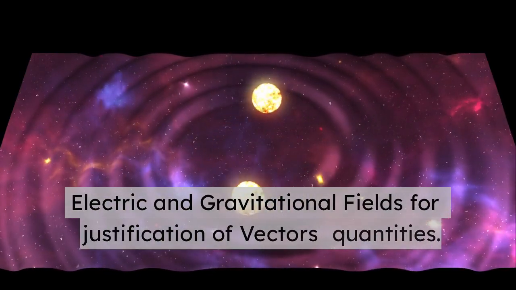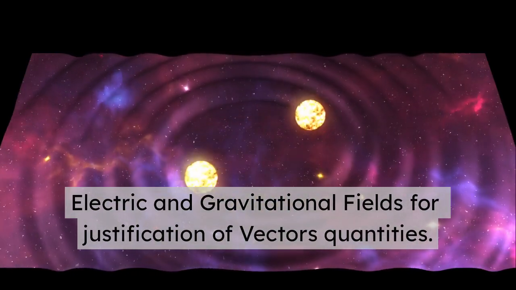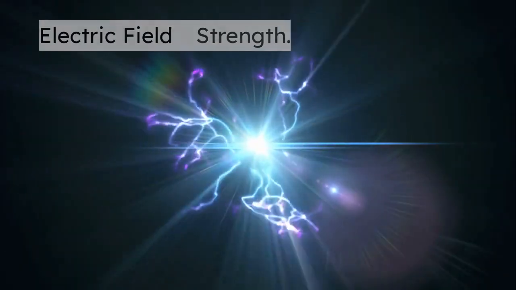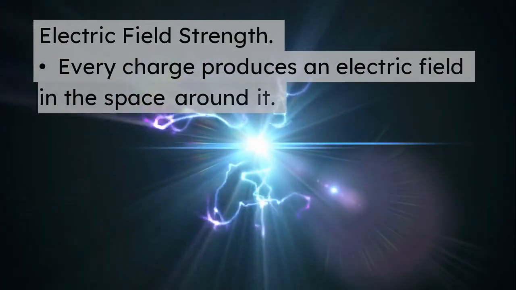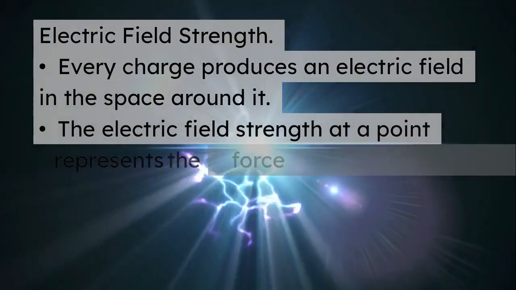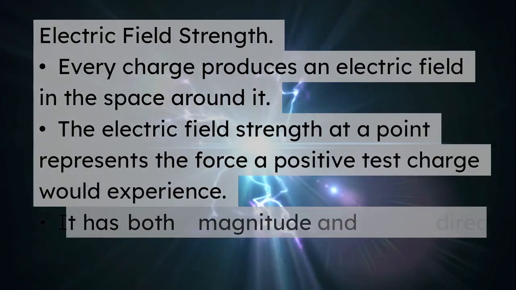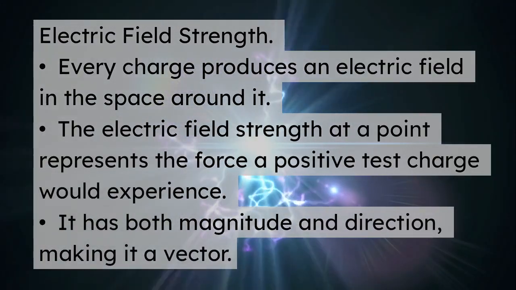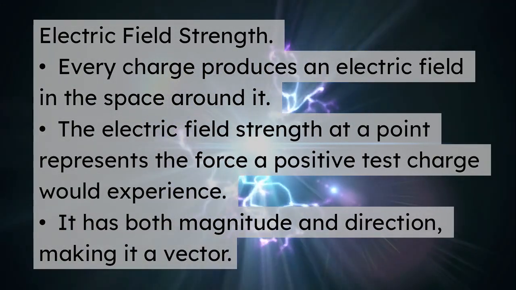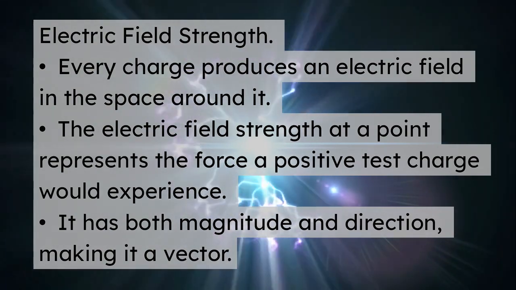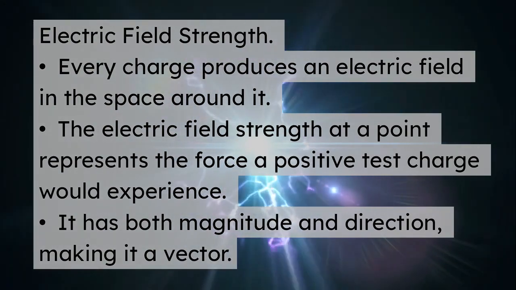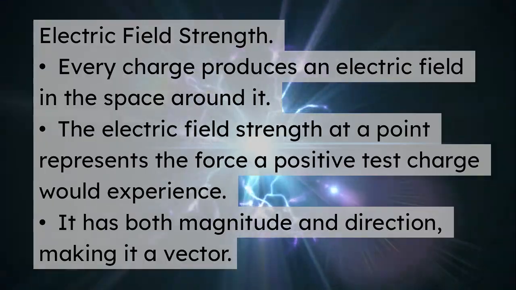Electric and gravitational fields for justification of vector quantities. Electric field strength. Every charge produces an electric field in the space around it. The electric field strength at a point represents the force a positive test charge would experience. It has both magnitude and direction, making it a vector.